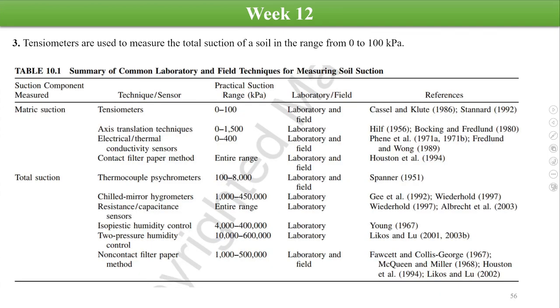Question number 3 states that the tensiometers are used to measure the soil suction of the soil in the range of 0 to 100 kPa. As we have discussed in previous lectures also, for calculating matrix suction, the tensiometers are very good equipment, and they can practically measure suction from 0 to 100 kPa. Okay, and as they age, their range of measurement reduces with time because of the air entry limitations.